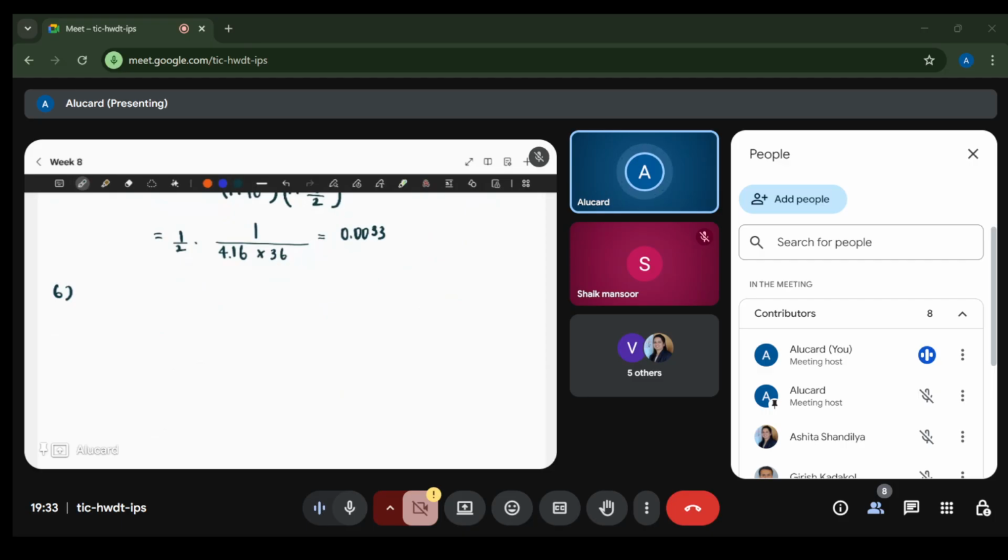Again, for derivations of these formulas, you'll have to go and see the lecture. And if you have a doubt in the derivation, then you can ask a question in the Q&A group. I'll clear that doubt next week.